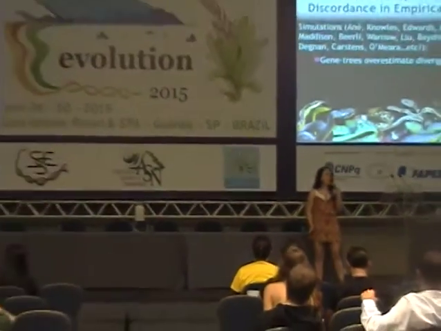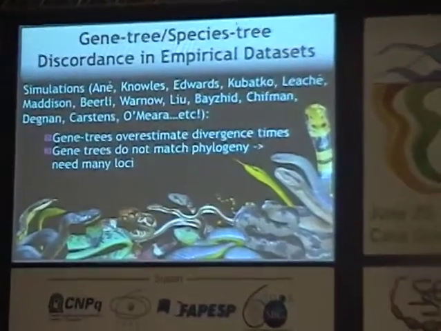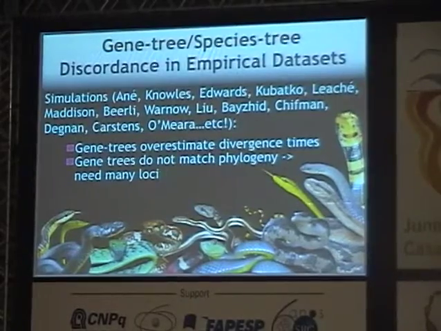So what I'm going to be talking about now, to kind of coincide with the last talk, is gene tree species tree discordance in an empirical data set rather than theoretically. We know from simulations from a whole bunch of people, many who are here and many who aren't, that a couple of things hold about gene trees and species trees. The two I want to talk about today, but with empirical data, are that gene trees are known to overestimate divergence times. And the other is that if gene trees don't match your species trees, you're probably going to need a lot of loci in order to compensate for that.